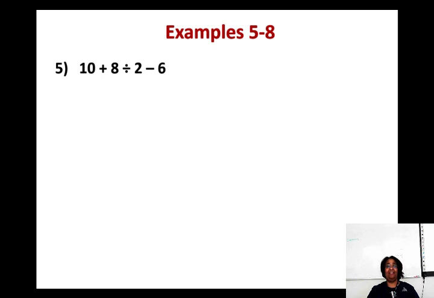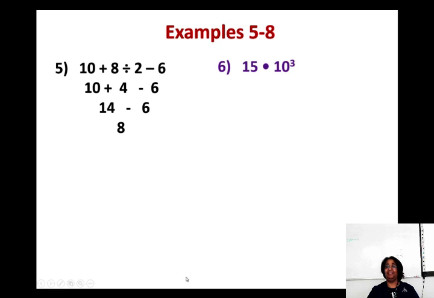You got 8 overall? Okay. Did everybody get 8? What'd you do first, Curtis? 8 divided by 2. Okay, and that gives you 4. 10 plus 4, 14 minus 6. You got 14, and then you subtract 6 and you got 8. Okay, try this next one.